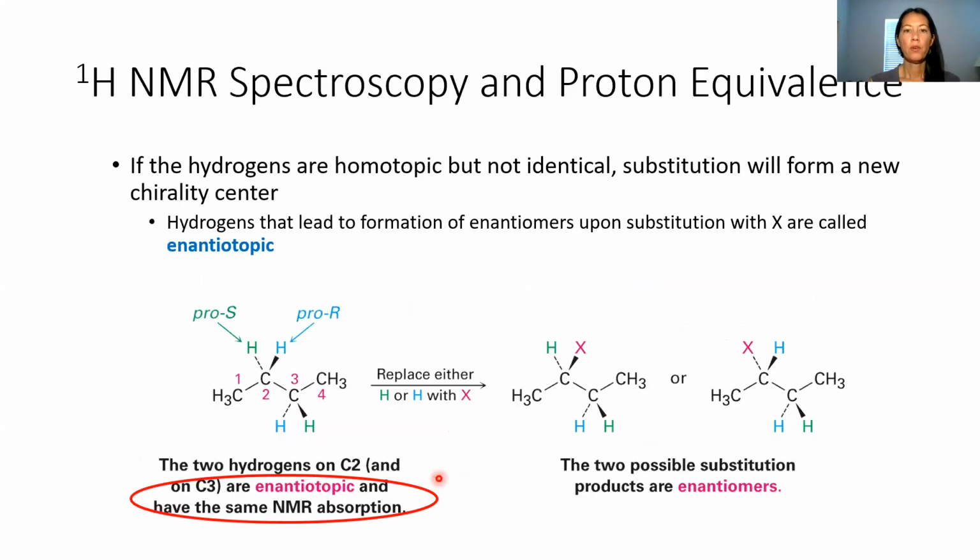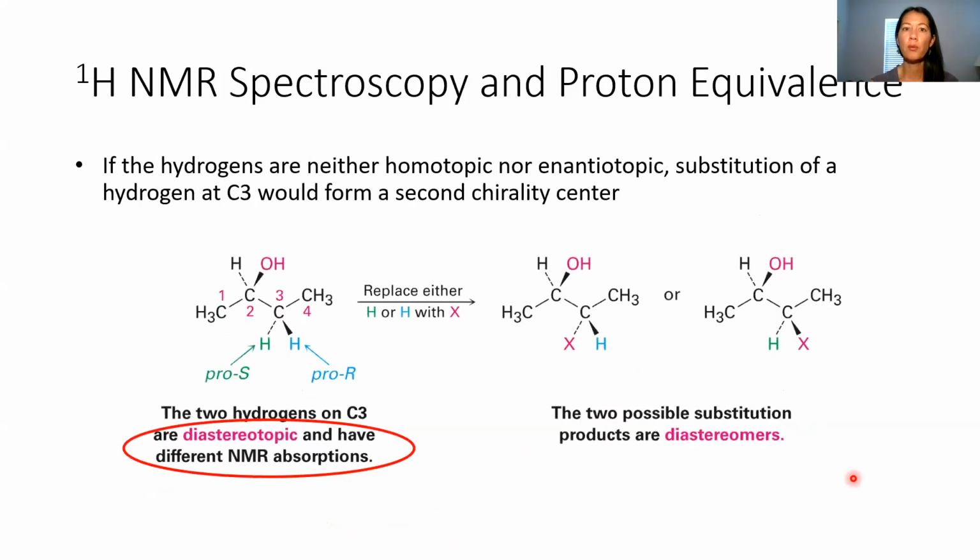What if, however, they are not homotopic? So let's look at a case where you look at H's on the same carbon. If I replace either of these with an X, they can yield a chiral center. So these are what's called enantiotopic, but there is no other chiral center in the molecule, so they will still have the same NMR absorption. The two possible substitution products are enantiomers.